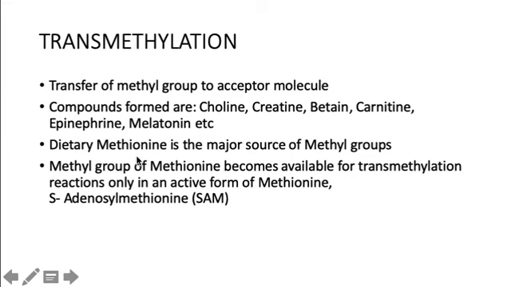Okay, so the dietary methionine is a major source of the methyl group. The methyl group of methionine becomes available for transmethylation reaction only in an active form of methionine, and this active form of methionine we call SAM, or S-adenosyl methionine. So methionine itself is not a methyl donor. Only when it gets converted to S-adenosyl methionine does it give the methyl group as a donor. Okay, so we look at the reaction, how it forms.